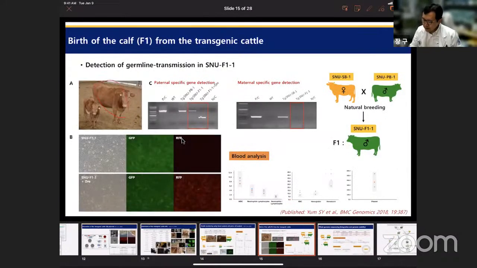The F0 transgenic cattle delivered the F1. From F1 we collected the tissue and cultured it in the cell laboratory. And then we took the CRISPR-Cas9 system, and the green was changed into red. So we believe that the transgenic cattle well regulated the transposon and CRISPR system.